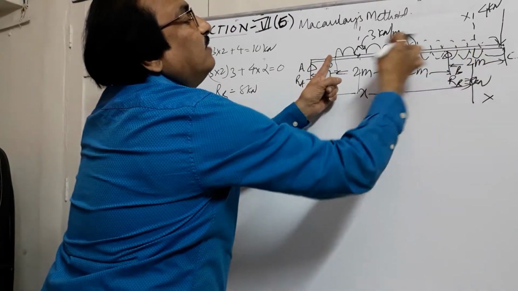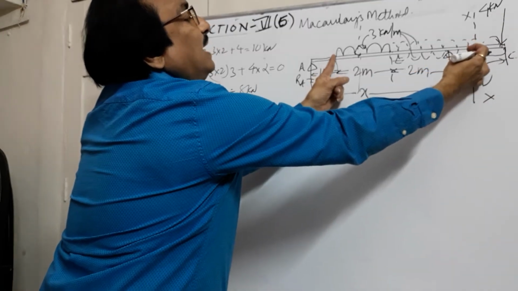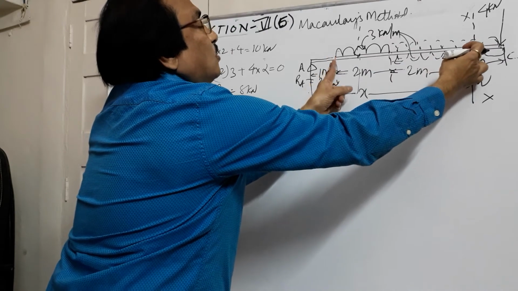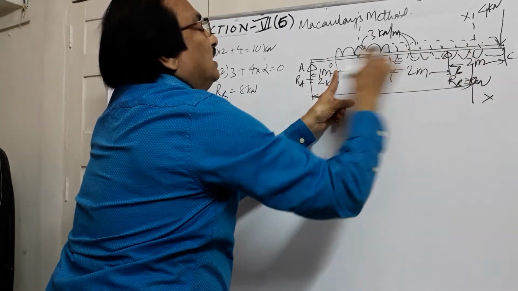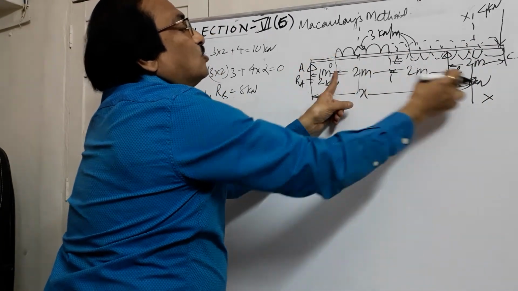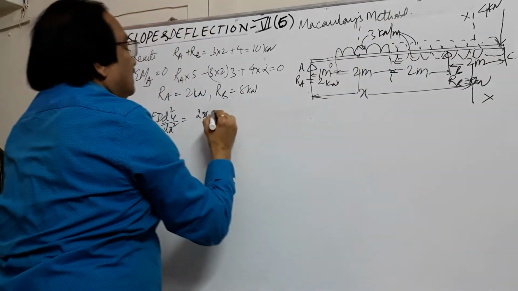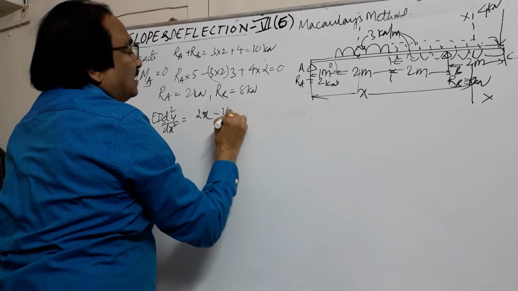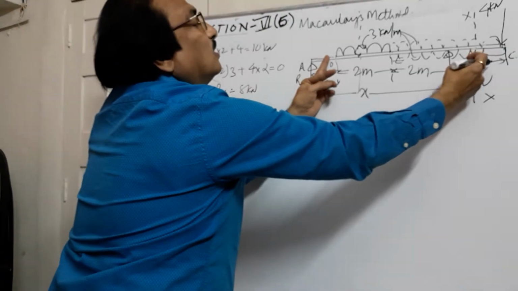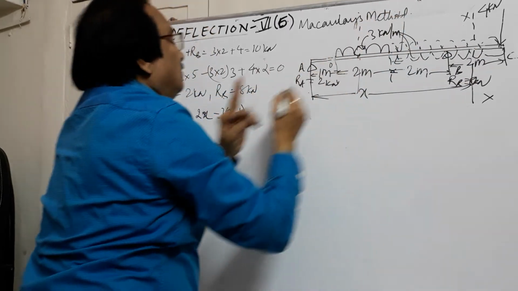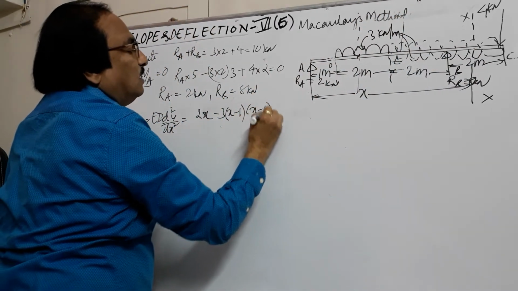Then this is a UDL which is acting. That's the benefit of going up to the end. How much is this total UDL acting? 3 into this distance. Up to here it is x and this is 1, so x minus 1 is the distance up to the section. The load acting is 3 into x minus 1. Where will the total load be acting? At the center, so x minus 1 divided by 2.